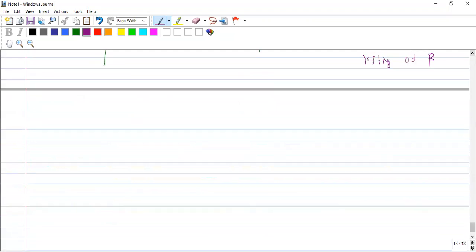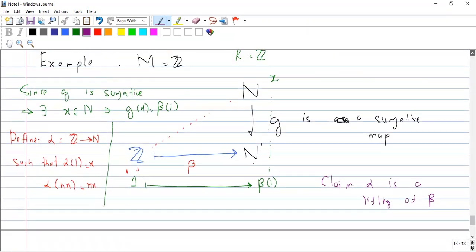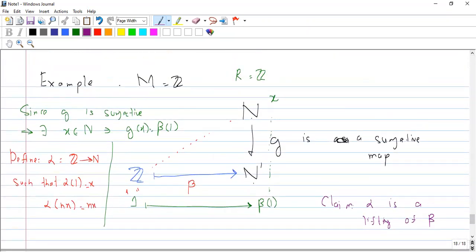क्योंकि अल्फा को मैं इस तरह से डिफाइन करा सकता हूँ बाय जस्ट डिफाइनिंग द इमेज ऑफ 1 विच इज इक्वल टू x, बिकॉज x मुझे पता है एक एलिमेंट है N के अंदर। तो मैं जब 1 का इमेज x डिफाइन कराऊंगा तो मैं किसी भी एलिमेंट n का इमेज nx डिफाइन करा सकता हूँ। So this alpha is a well-defined map.